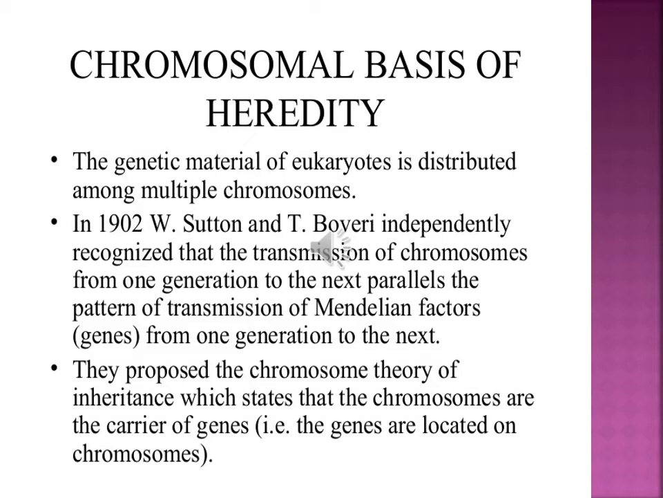The genetic material of eukaryotes is distributed among multiple chromosomes. In 1902, W. Sutton and T. Boveri independently recognized the transmission of chromosomes from one generation to the next generation, the pattern of transmission of Mendelian factors from one generation to the next. They proposed the chromosome theory of inheritance, which states that the chromosomes are the carriers of genes.